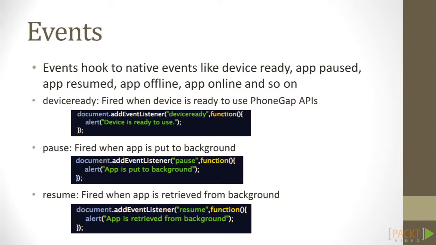Aside from the JavaScript methods, PhoneGap defined a series of events which hook to the native events such as deviceready, pause, resume, offline, and online. It's important to use these events for app lifecycle management. The deviceready event is fired when the device is ready to use the PhoneGap API. All the PhoneGap API calls should be called after the device is ready.